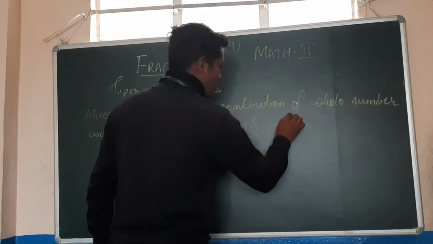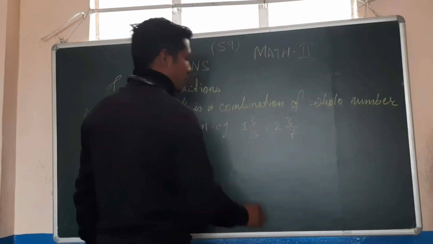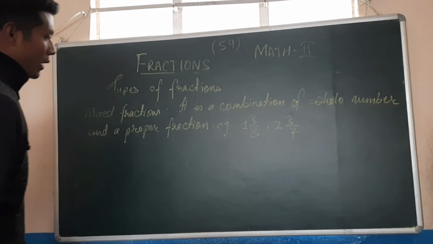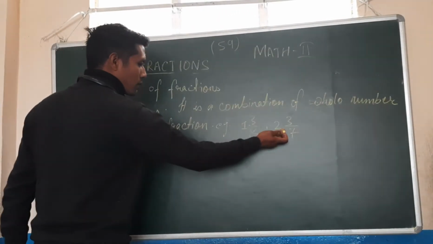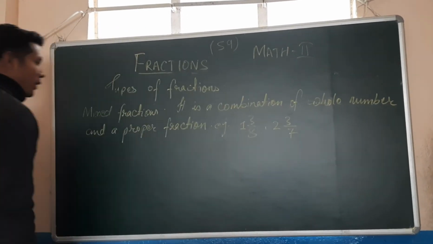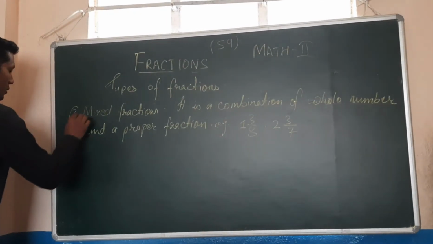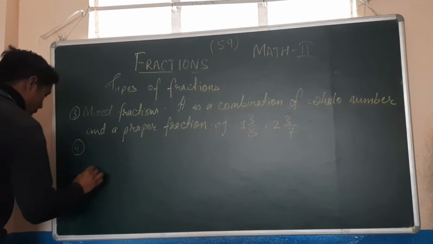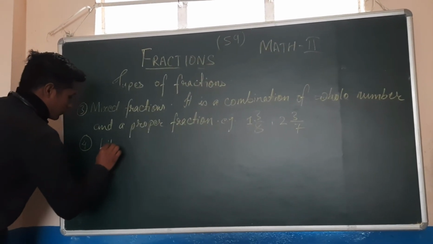Another example, 2 and 3 by 7. This is also a mixed fraction. It is known as a mixed fraction. Why? Because there is a whole number accompanied by the proper fraction. This is number 3. Number 4, like fractions.